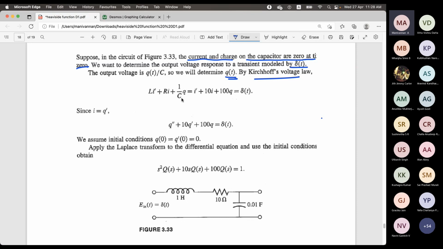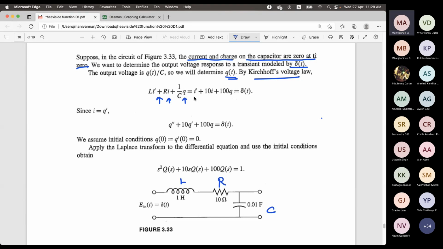L i dash plus R i plus 1 by C q. Here it is I format, but this is Q format. And this L is denoted as 1, and this R is 10.